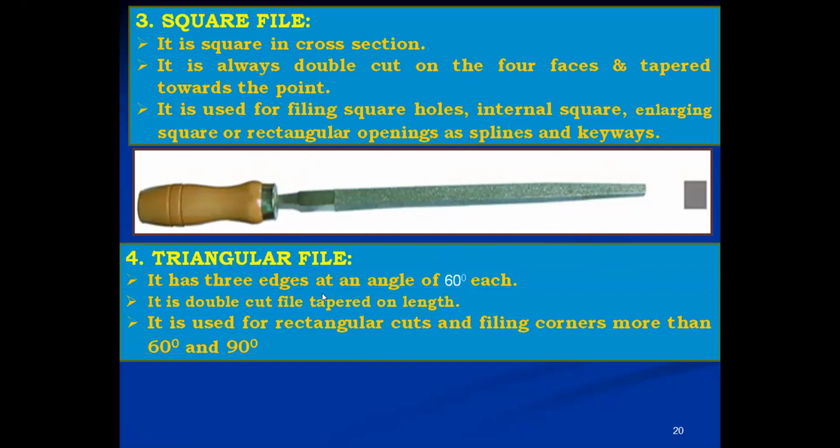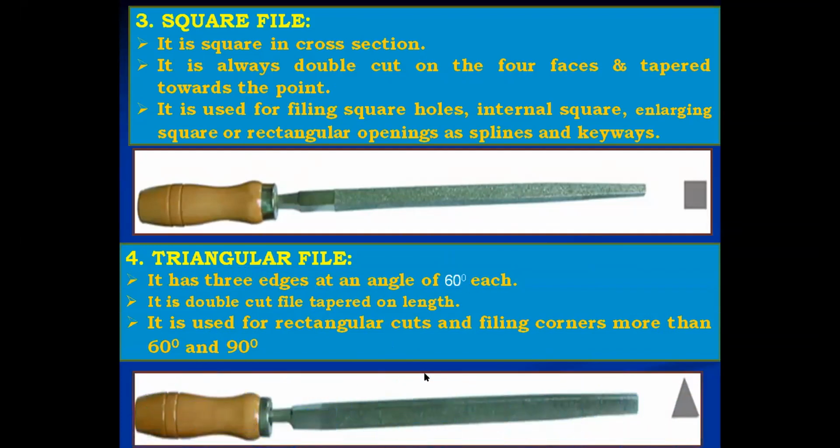It has three edges at an angle of 60 degrees each. See here is the triangle section. The cross section of this file is a triangle. It has three edges at an angle of 60 degrees each. Okay. It is a double cut file, tapered on the length.